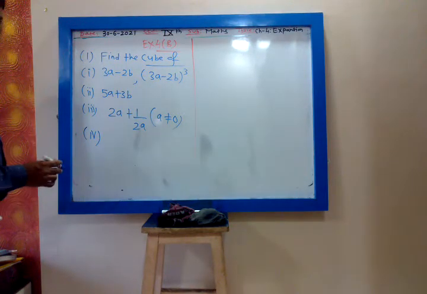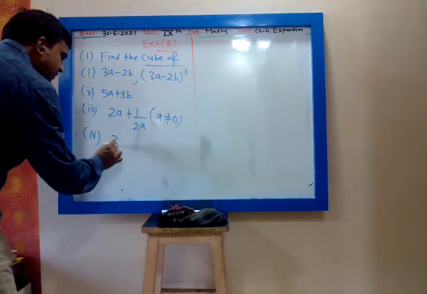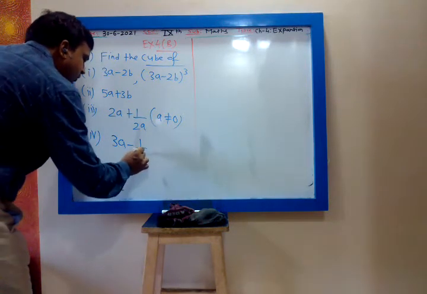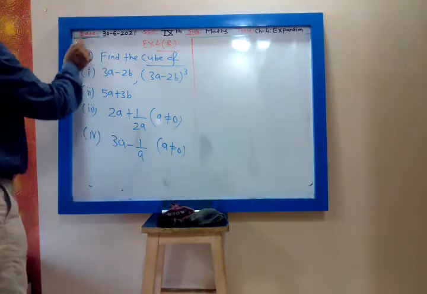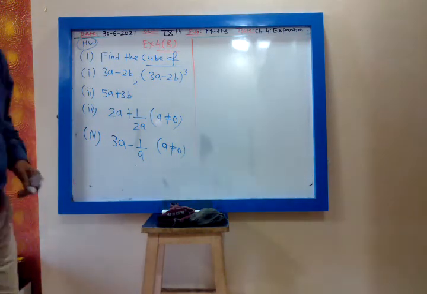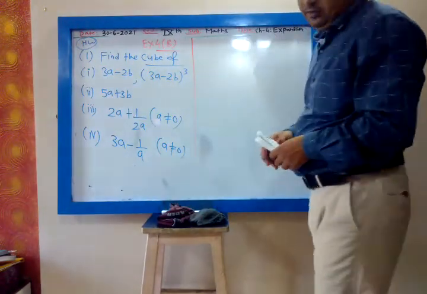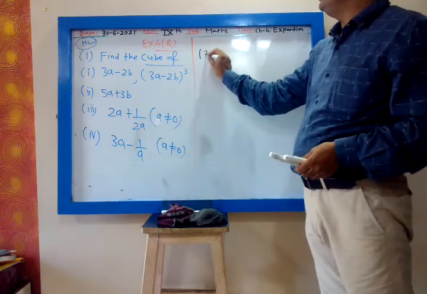Then fourth, 3a minus 1 upon a whole cube, where a is not equal to 0. So all these I am giving as homework, because you have to use the formula a minus b whole cube or a plus b whole cube. Is it clear? Now the second question. So do this homework, the easy part.